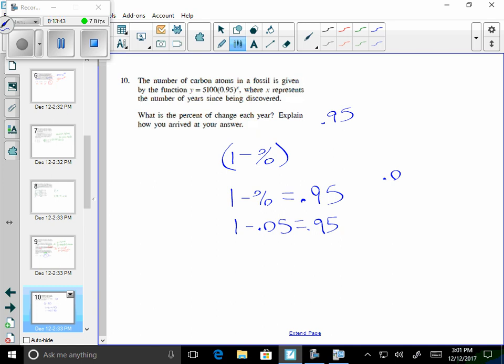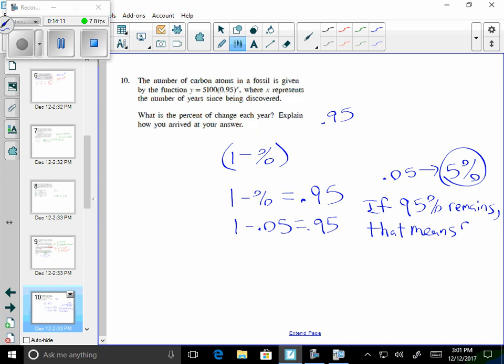So what is 0.05 as a percent? That would be 5%. So that's our percent change. Now you want to explain how you arrived at this answer. And you want to say something along the lines of, if 95% remains, because that number in the parentheses represents how much is left, so if 95% remains, that means 5% is lost, or 5% is changed. Okay.